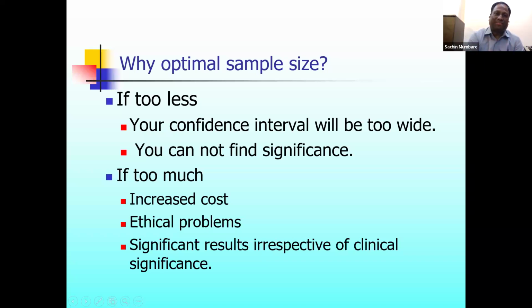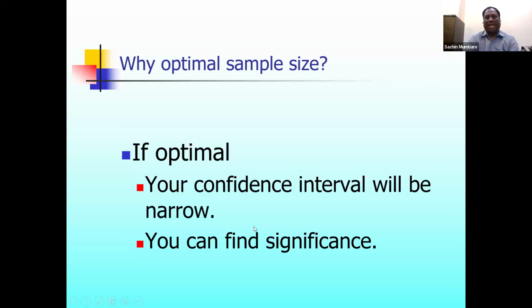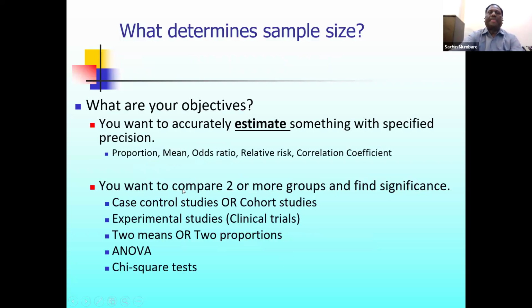That's why too large a sample size and too small a sample size are not good. We have to go for the optimal sample size. Why? Because with an optimal sample size, our resources will be utilized properly, the confidence interval will be optimally narrow, and we can find the significance, and the purpose will be served.